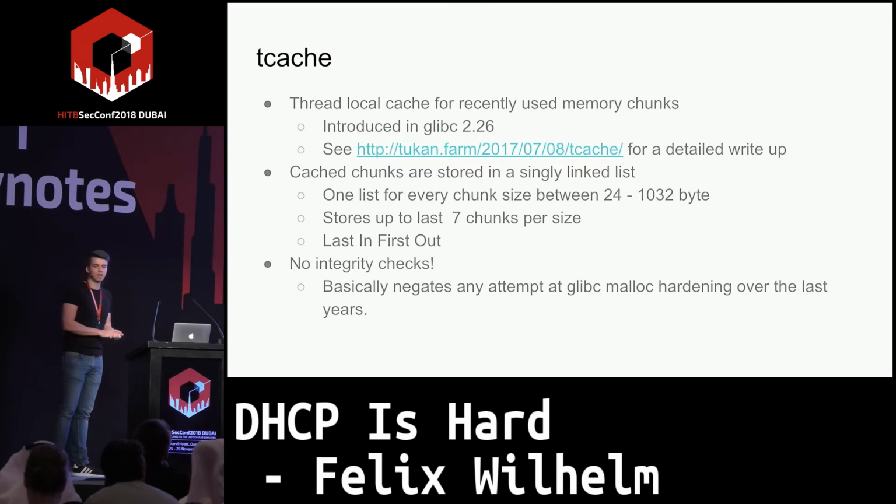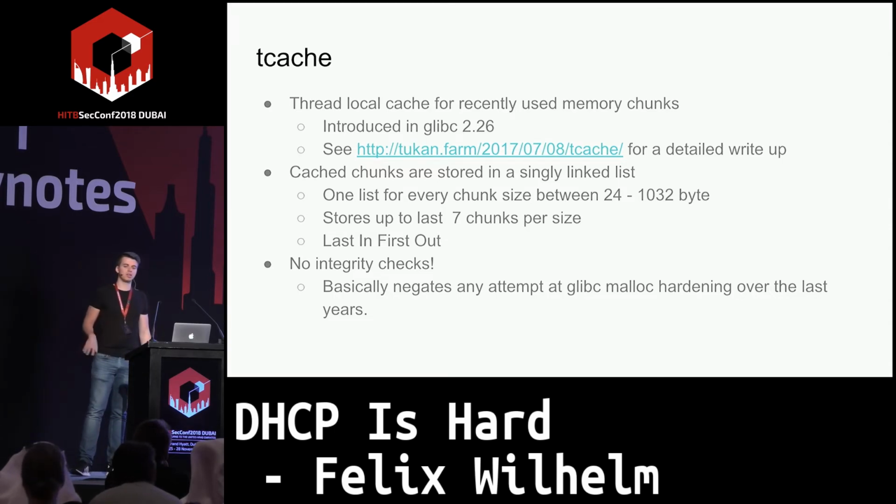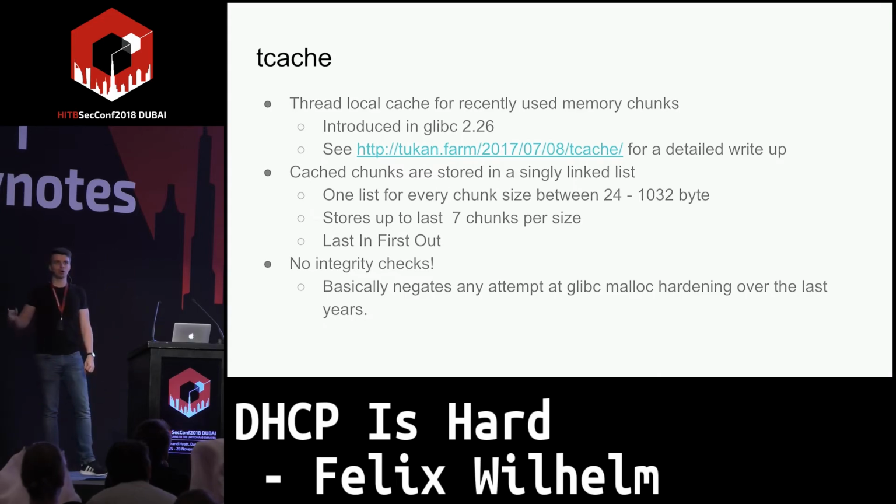But basically, what happens here is it tries to speed up all these memory allocations and frees by having another cache layer where the last 7 chunks for every chunk size are stored in a singly linked list. And it's a last in, first out data structure. So the last chunk of a specific size you freed will be the first one you get back when you allocate the exact same size again.